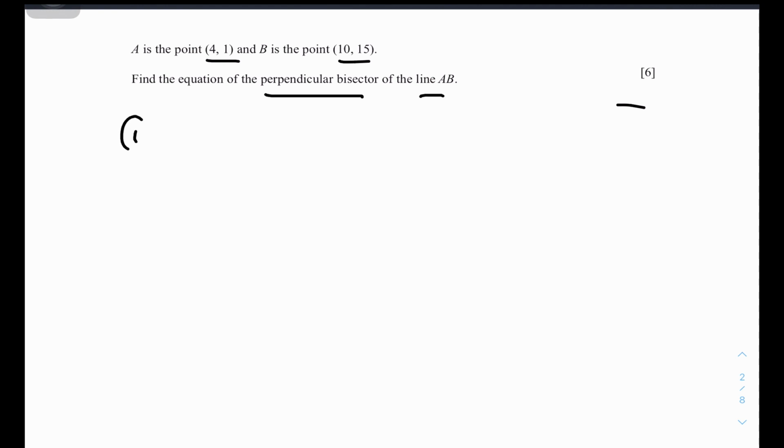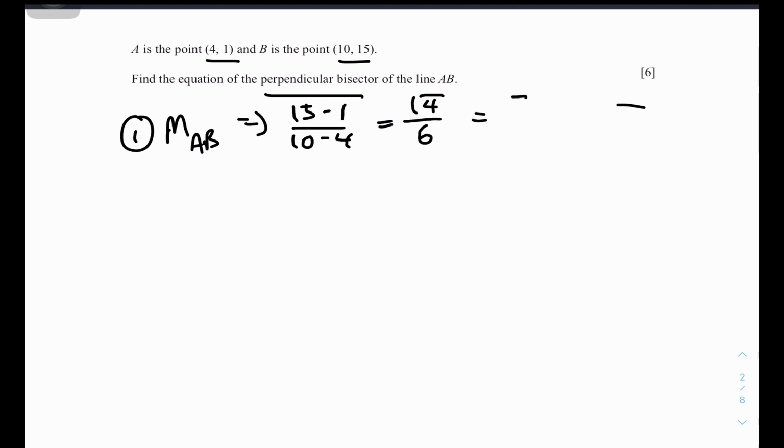So let's start off by finding the gradient of AB, which is 15 minus 1 over 10 minus 4, which is 14 over 6. You can simplify it by dividing top and bottom by 2, so it will be 7 over 3. The negative reciprocal will get us minus 3 over 7. So that's number 1. Number 2, you have to find the midpoint.